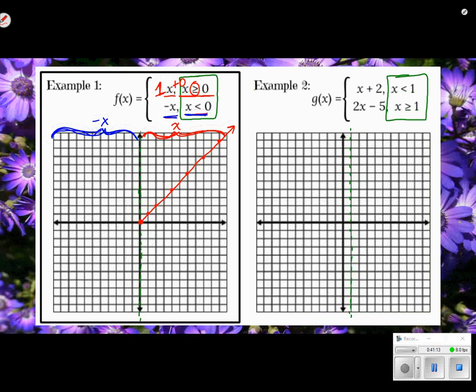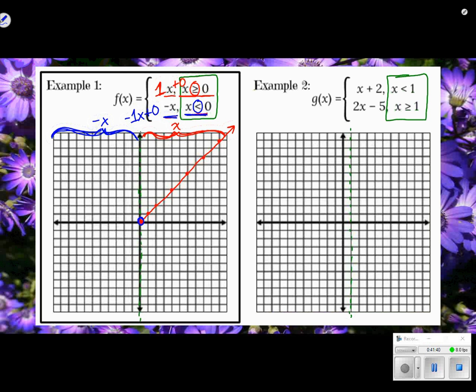All right, let's look at the blue line. It's got a slope of negative one and a y-intercept of zero. So it's going to have a y-intercept at zero, but do you see here that there's an open circle? So you could wrap it around, okay? But really, at (0, 0), there is a closed circle there.